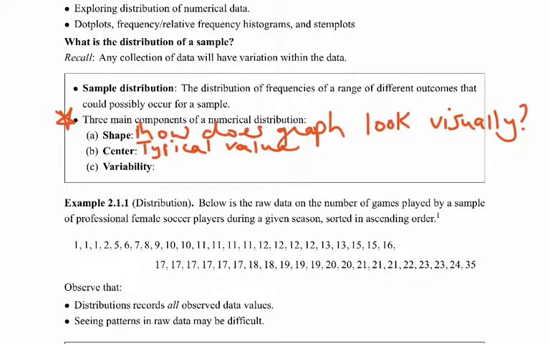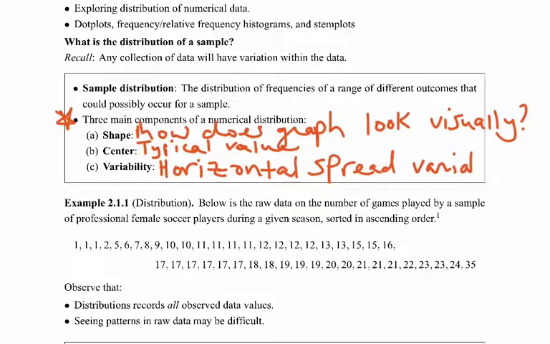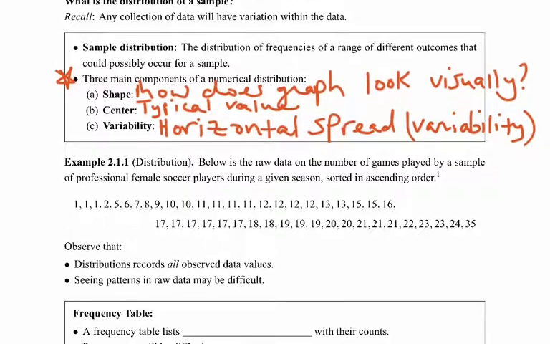And then the variability is literally the variation. How much variance is there from one data point to the other? If we're looking at a graph, we can think of it as the horizontal spread. Another term for this that we might use is the variability. So literally, how spread out is that data when we look at the graph? Are the data points far away from each other, or are they fairly close together?